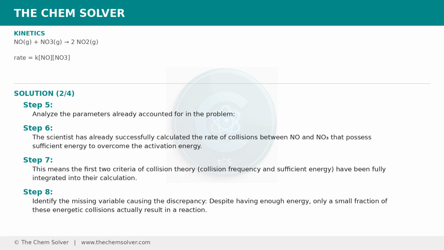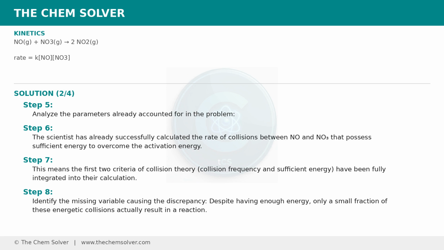Analyze the parameters already accounted for in the problem. The scientist has already successfully calculated the rate of collisions between NO and O3 that possess sufficient energy to overcome the activation energy. This means the first two criteria of collision theory, collision frequency and sufficient energy, have been fully integrated into their calculation.